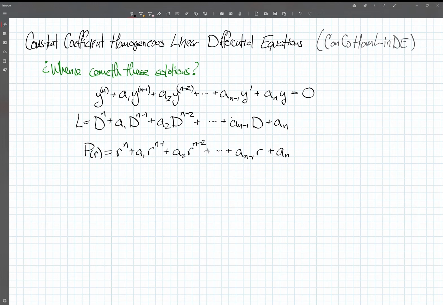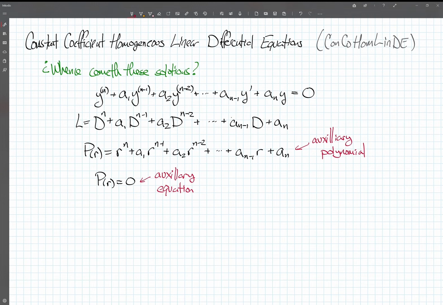So to make us a little more comfortable, let's rewrite that with a variable r, thinking of that as a variable that maybe could stand for a number. This polynomial that we've obtained is called the auxiliary polynomial for the equation. And the equation that you check to find the roots of it is called the auxiliary equation. Those roots, in turn, are called auxiliary roots.